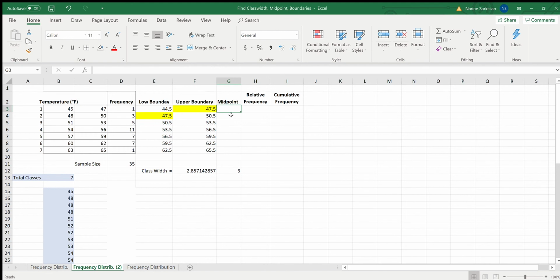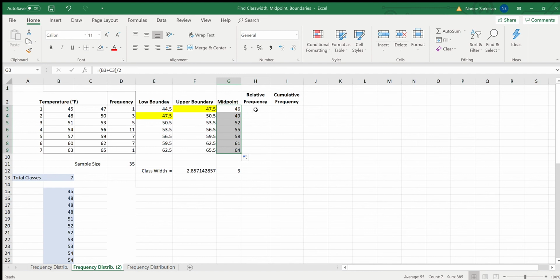Midpoint. Next, we need to calculate the midpoint. Midpoint is the middle of these two limits of each class. So let's see, equal, parentheses. The low limit of the class, which is 45. I took the cell plus the upper limit of the same class. All right, and we divide by 2. Okay, so I got 46. If I drag it down, I will get the midpoint for all of these 7 classes.